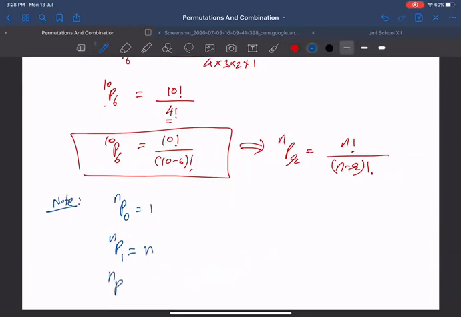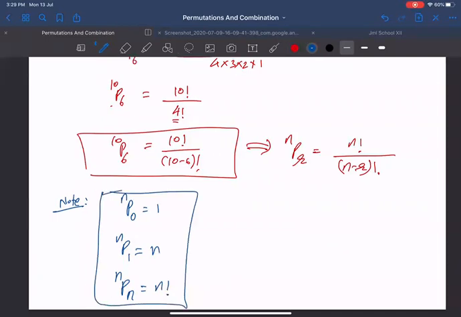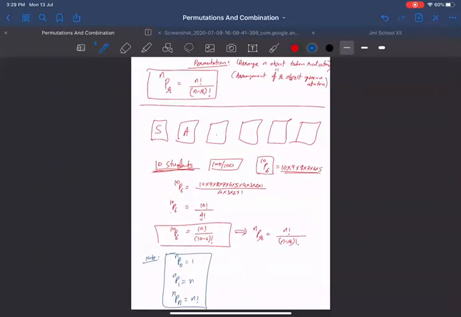What will be nPn? By the formula it will be n factorial over (n minus n) factorial, which is n factorial upon 0 factorial. But last time I told you 0 factorial is nothing but 1. So the answer is going to be n factorial. So nPn is basically n factorial. Write it down well. So you need to note these three things. Please write down the formula of nPr.